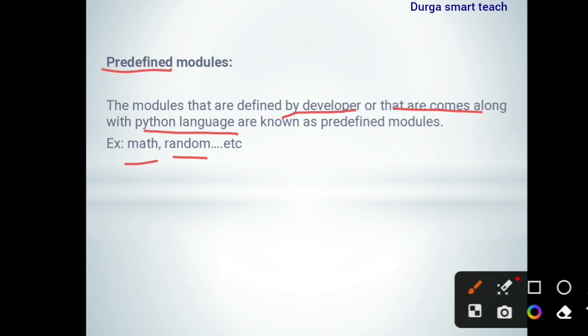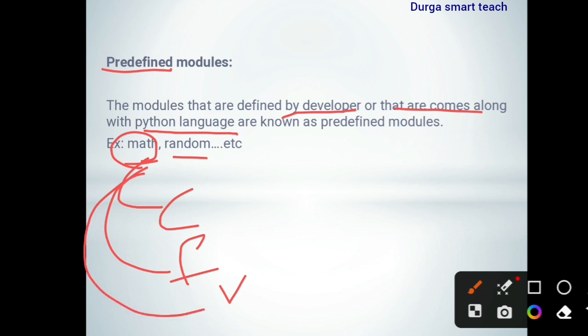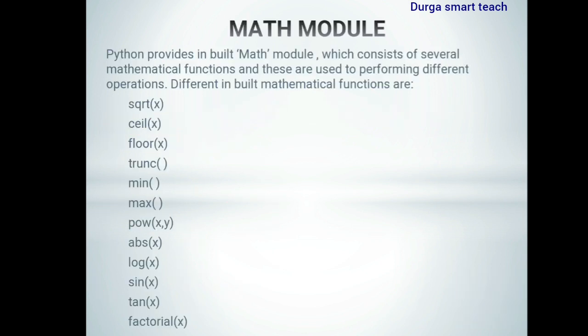Okay, so we all know a module is a collection of classes, functions and variables. So math is a module. Math contains a collection of classes, functions and variables related to mathematics. Next one is random. Random contains classes, functions and variables related to random. Okay, so let's see first of all the math module.